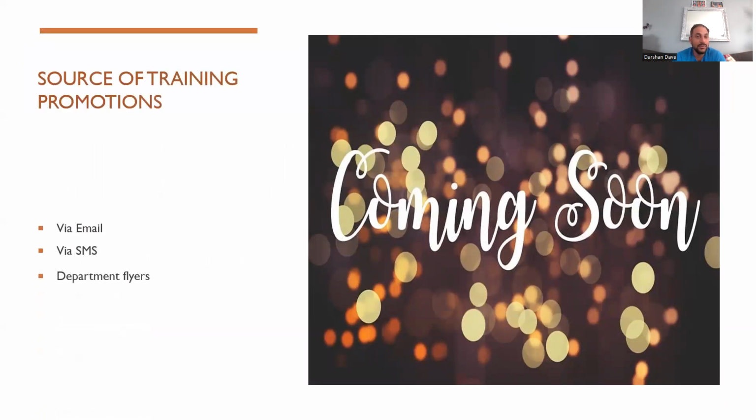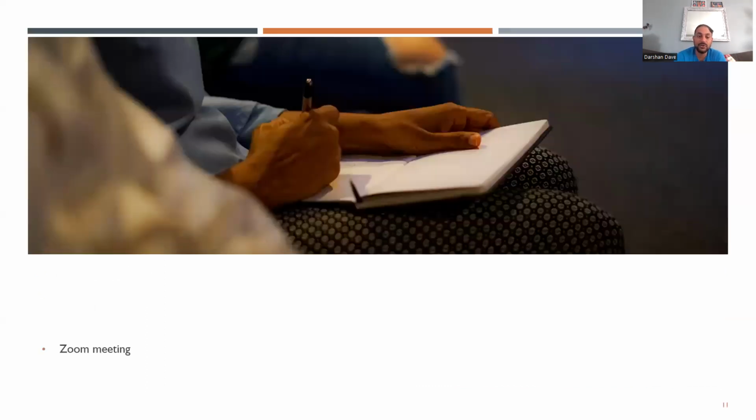Whenever we are doing the training, we have to promote it to our employees, and we also have to inform them. How do we inform them? We will inform them via email, SMS, department flyers, or information verbally. Information verbally means a phone call, or if you meet the staff, you just tell them, okay, this day and this time we have a training, so they can be ready.